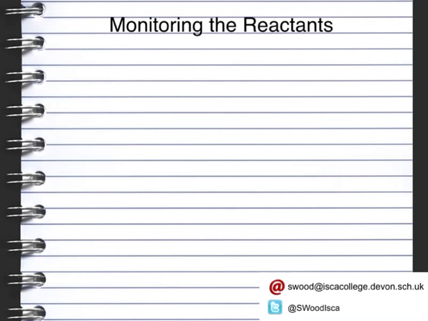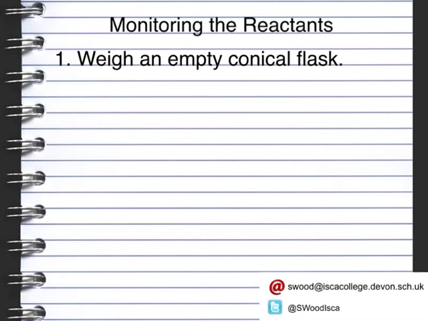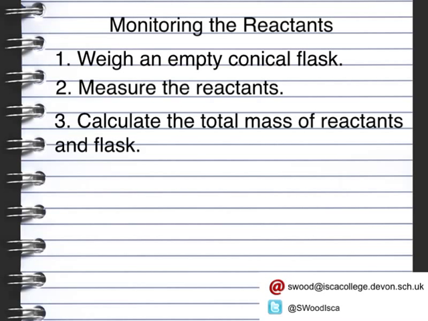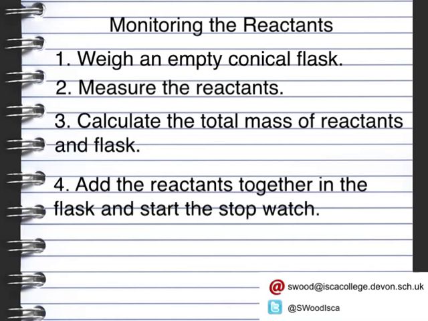So let's have a look at the steps that we need to take with this one. The first step is to weigh an empty conical flask. Then we can measure the reactants, and then we can calculate the total mass of the reactants and the flask. Then our fourth step is to add the reactants together into the flask and start the stopwatch.